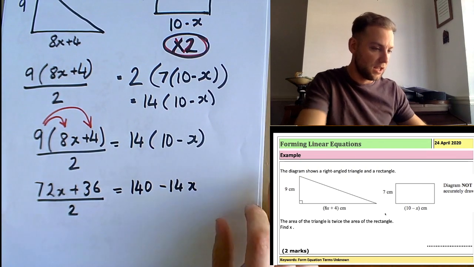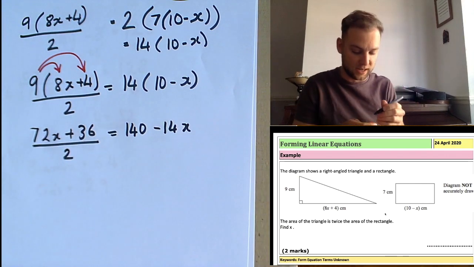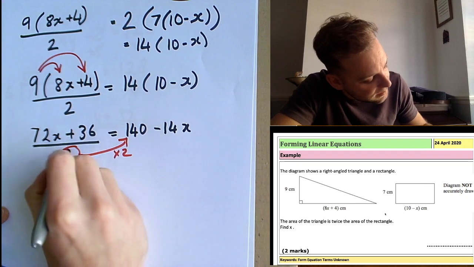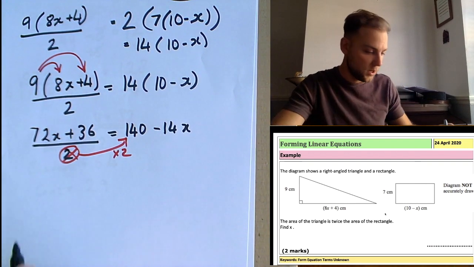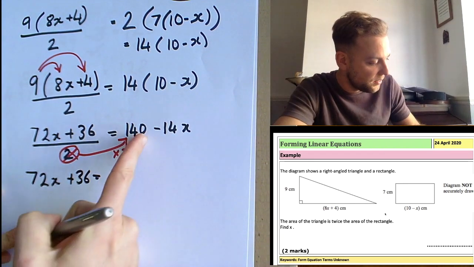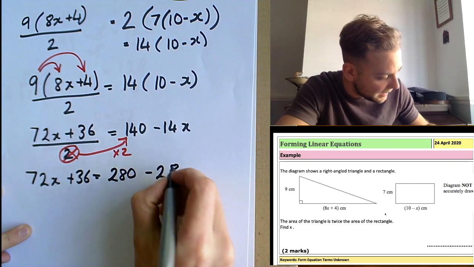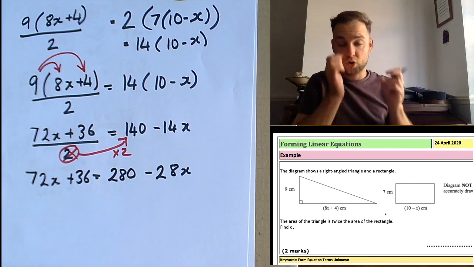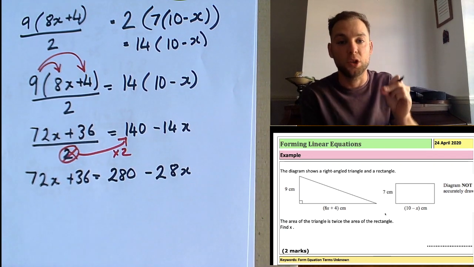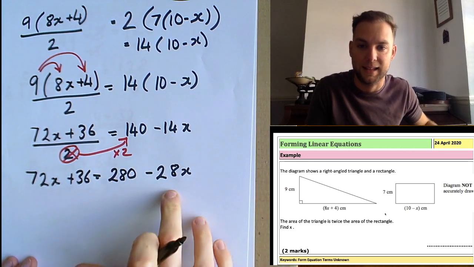The next stage here, I'm going to get rid of this divided by 2 by timesing the other side by 2. So here, to get rid of this 2, I'm timesing this side by 2. So I end up with 72x plus 36 is equal to, this times by 2 is 280. This times by 2 is minus 28x. So to solve equations with unknown on both sides, I need to get rid of the smallest value of x first. Now my smallest value of x is this minus 28.